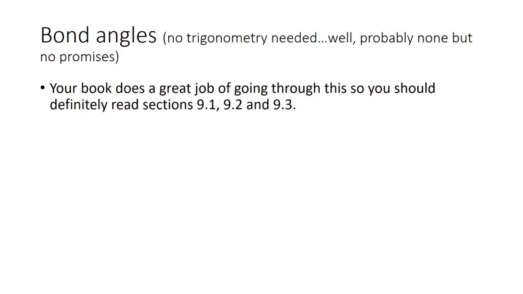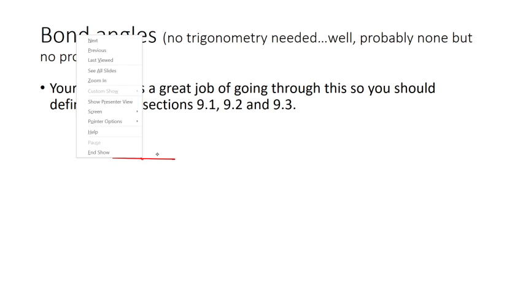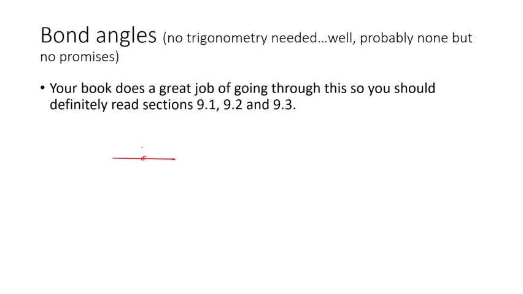Now, your book does a great job of going through this and looking at the diagrams, so you should definitely read 9.1, 9.2, and 9.3. I will go through this here, but take a look at your book. So, linear. If we have our central atom in the middle, and I am asking what this bond angle is, a straight line on either side of one point, hopefully everyone is shouting, "Brad, it's 180 degrees." And you'd be right.